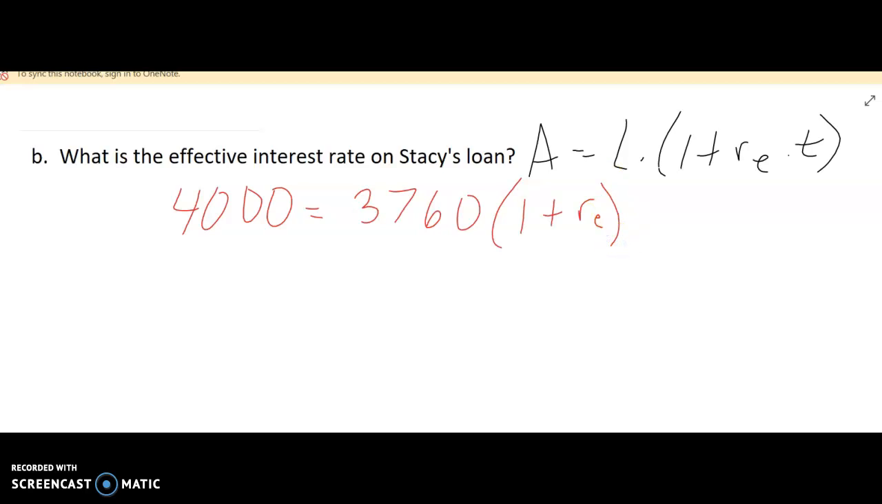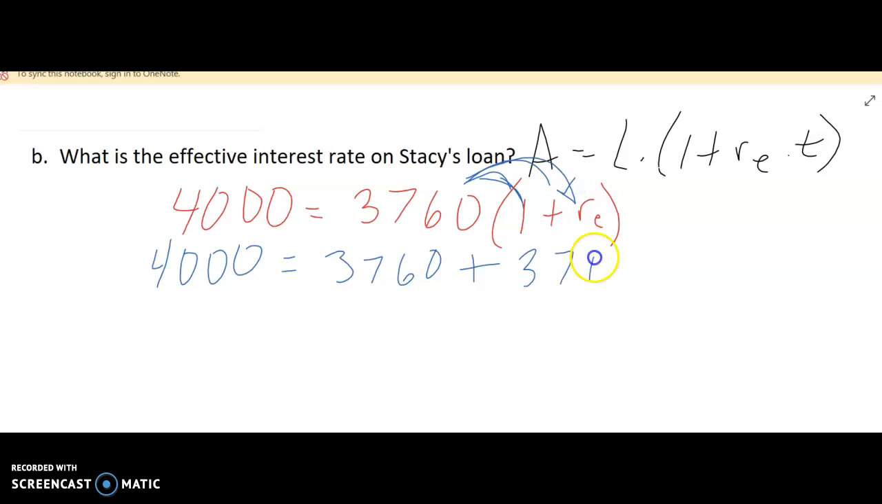Now I'm going to go ahead and distribute this piece. I think it'll make more sense if I talk about it this way. If I distribute, 3,760 times 1 is 3,760. Then if I distribute 3,760 to R sub E, I get 3,760 R sub E, right? R sub E is basically just a notation. It's a variable. You could just use R, but generally we use R as the annual interest rate. Because this is the effective rate, that's where the E comes from. Okay, so now let's go ahead and solve this equation.